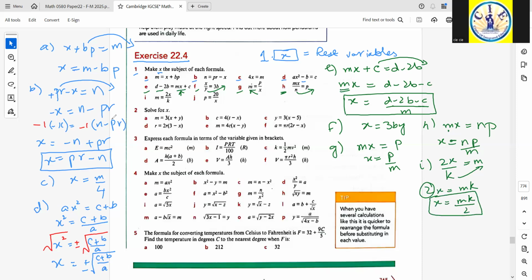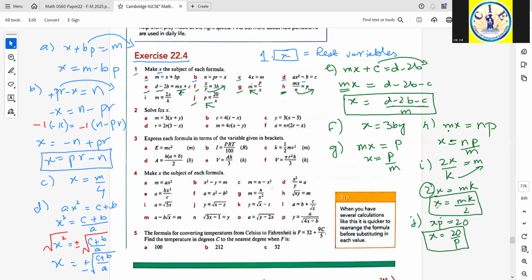And finally for part j, first of all, this x would be shifted on the left side to write down as xp is equal to 20, and now p is going to be shifted on the right side to make it 20 divided by p. So in this way, we say that the given variable has been made the subject.